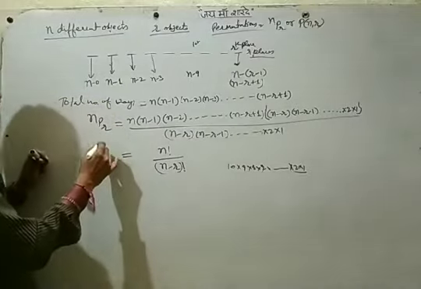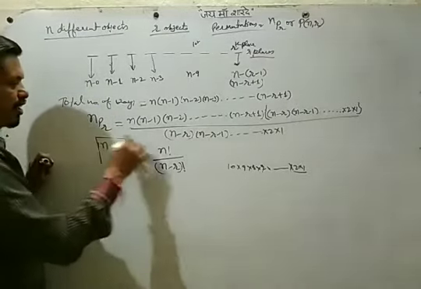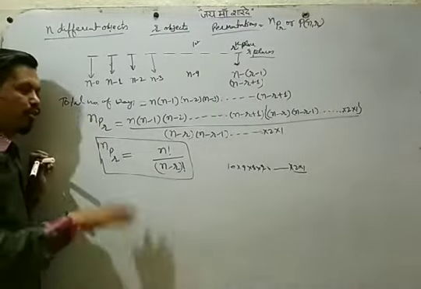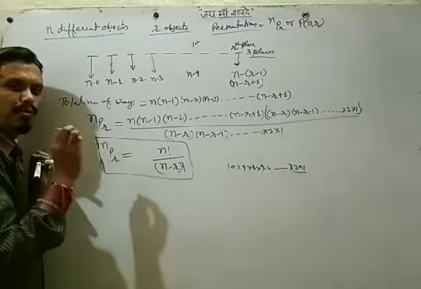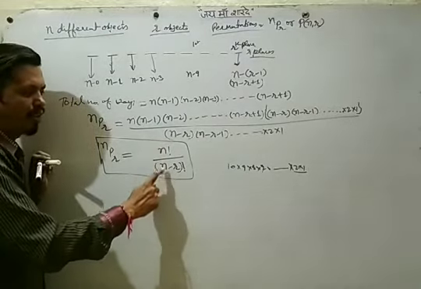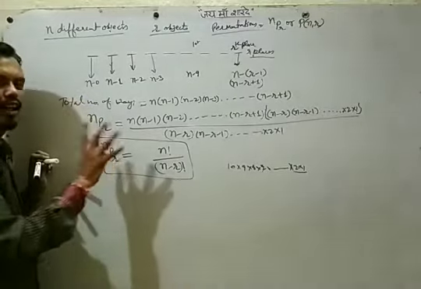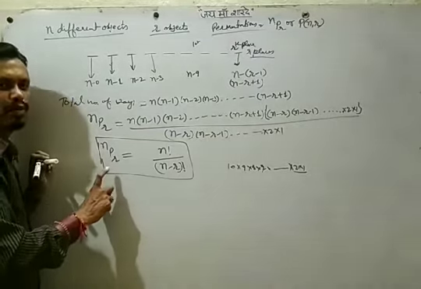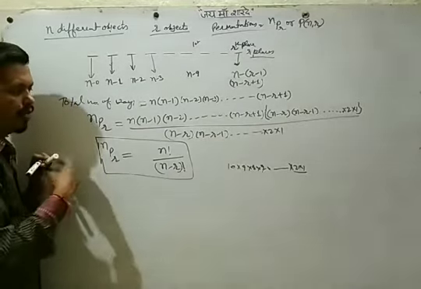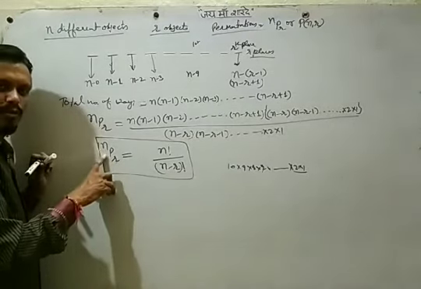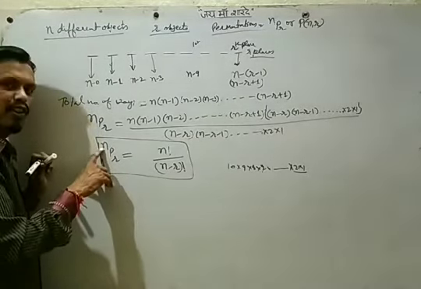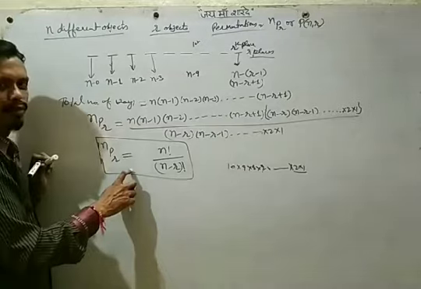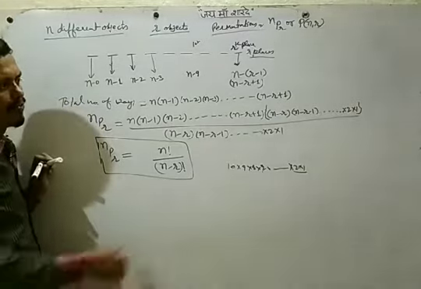Okay. So from n objects, if we take r objects at a time, and these n objects are different, the total number of arrangements, the total number of permutations we can make, is n factorial upon n minus r factorial. This is the formula to find the number of permutations when n different objects are given and from them we take r objects. So nPr is the number of permutations from n different objects, r objects taken at a time, and n factorial upon n minus r factorial is the formula for these permutations.